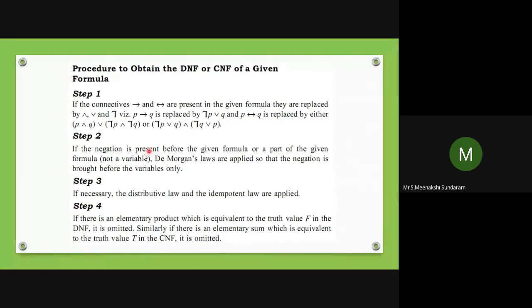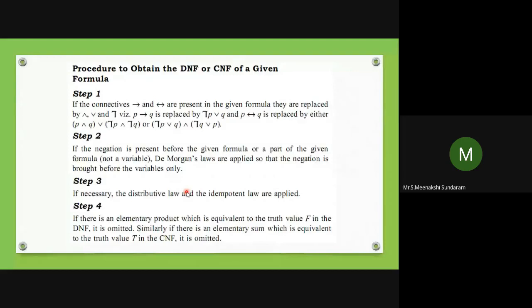Third step: if necessary, the distributive law and the idempotent law are applied. Sometimes P conjunction P will come, you can write P. Negation P conjunction negation P, you can write negation P. P disjunction P, you can write P. That is the idempotent law. You can also apply the distributive law, for example P disjunction Q conjunction negation P. Whenever there is one disjunction and one conjunction, we can apply the distributive law.